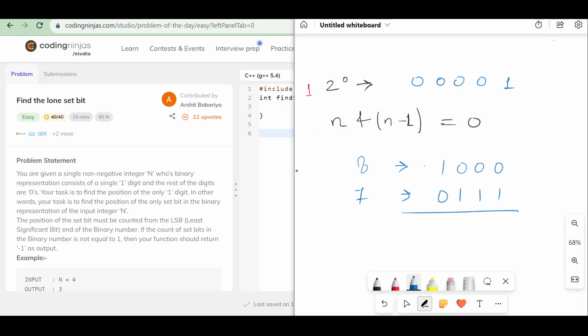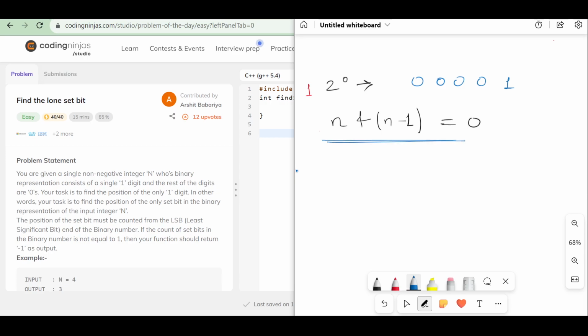This always happens. And if we perform a bitwise AND operation here, then as all corresponding bits are different, we'll get result 0 for each bit. You must know that AND gives 1 only when both the bits are 1. Here both bits are not 1, so we'll get result as 0. So we'll check through this formula if it is a power of 2 or not, if it is having only a single set bit or not.